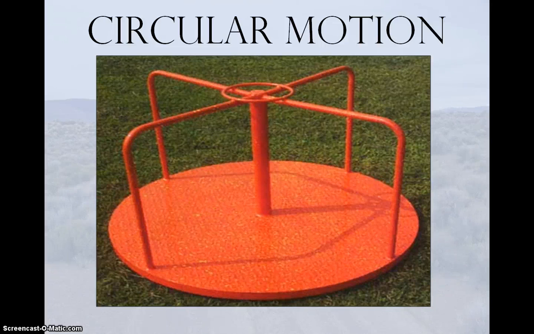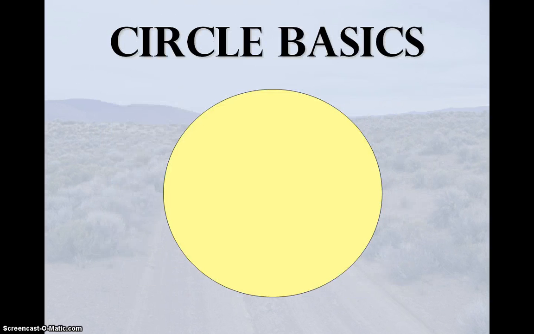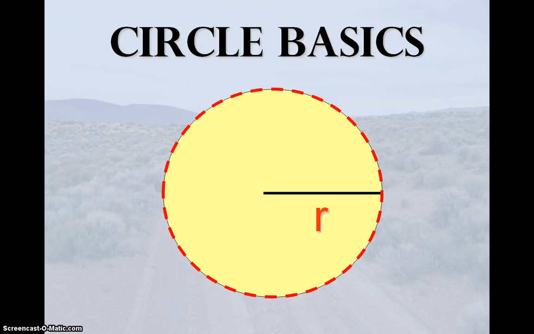This video is just going to review some circle geometry and talk about what happens when we go around a circle, or how we calculate things around a circle. So the basics of circles, and I'm sure this is a review for everyone, is that halfway across the circle is the radius. Around the outside of the circle is called the circumference, which is equal to 2 pi r.